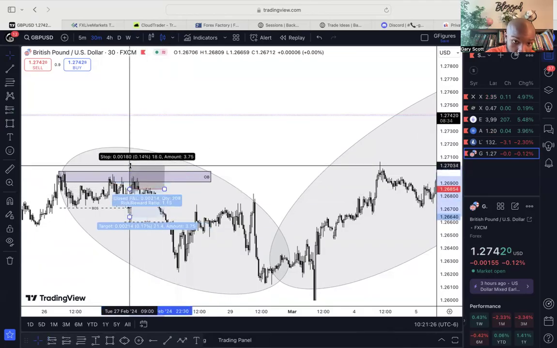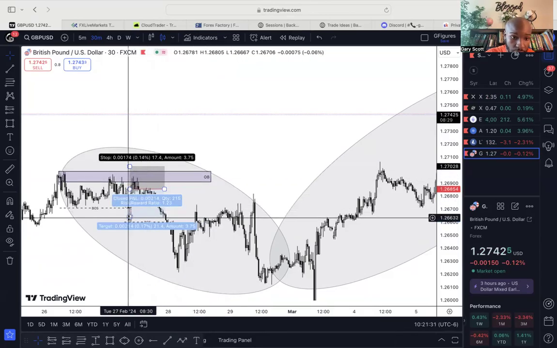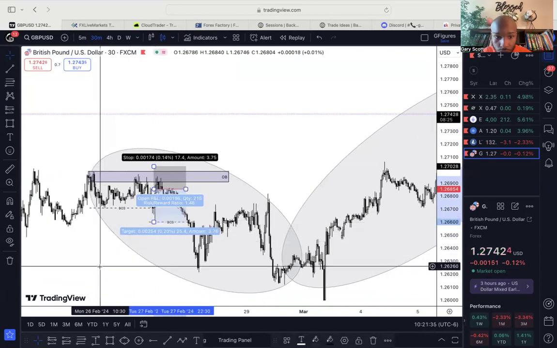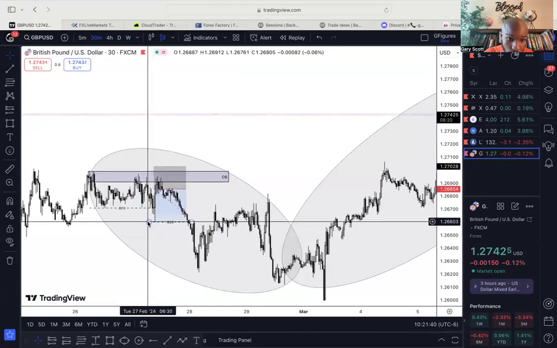Again, you place your SL above the structure point, or the order block, I'm sorry, and then you're aiming at the low or towards the low. You guys see that? All right. And you see how it went directly to your take profit.